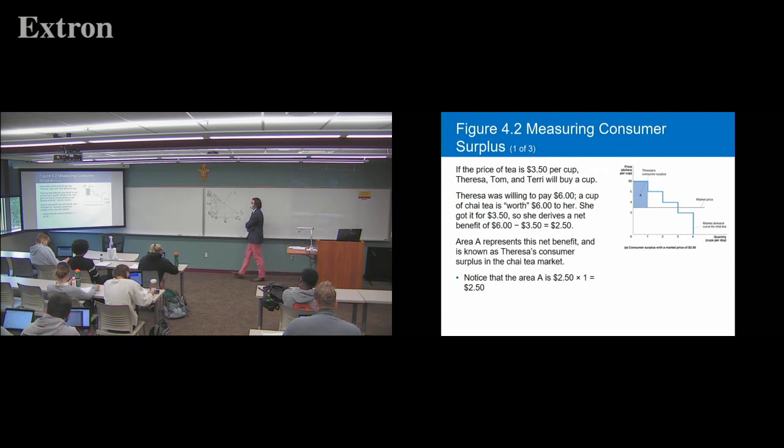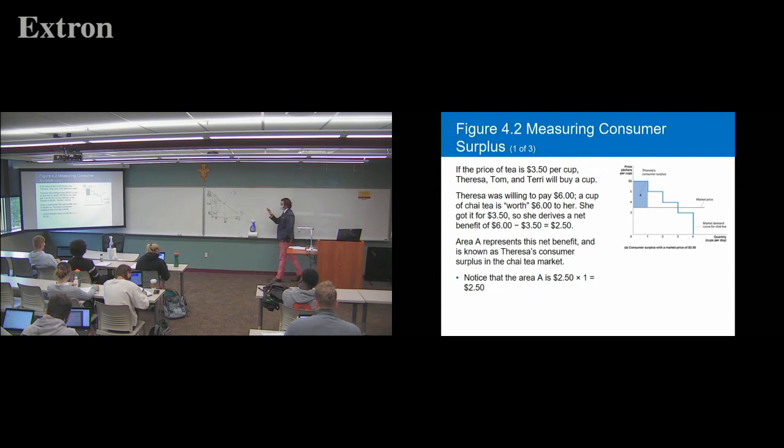All right, so if the price is $3.50 a cup, what's going to happen? In this case, everyone whose value is above that $3.50 is going to be willing to buy one of these cups. So it'll be Teresa, I forget who else's name. So, okay, Teresa, Tom, and Terry. Teresa's willing to pay $6. She's being charged $3.50. So the consumer surplus she's getting is going to be the difference between the two. So 6 minus 3.50 is 2.50. So she's getting $2.50 of additional benefit that she's not having to pay for in this case.